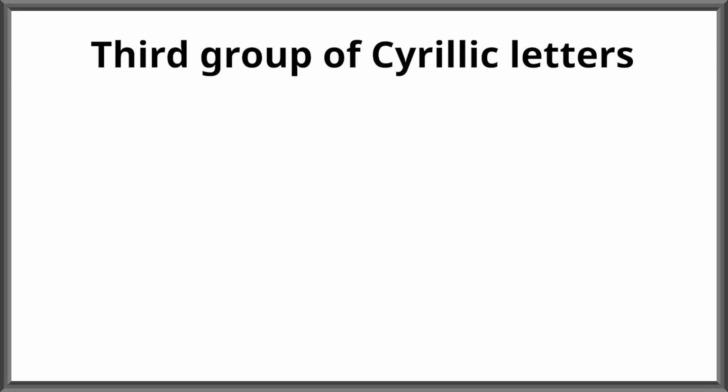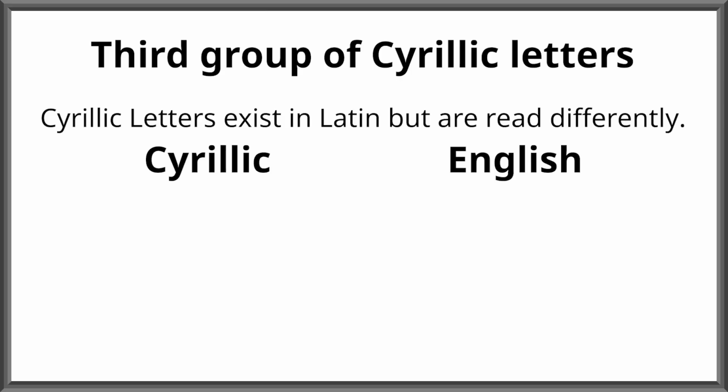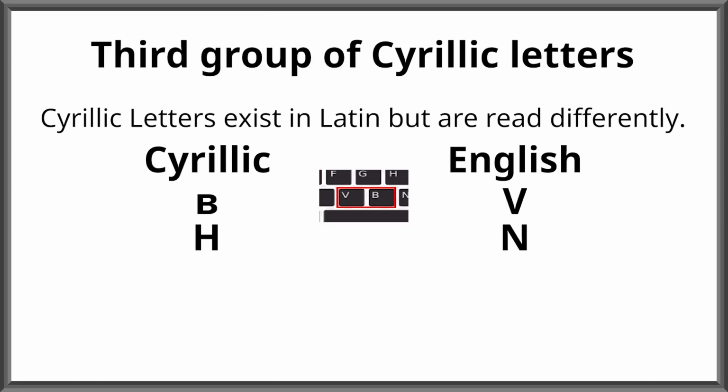Let's go! The third group of letters are letters that exist in English or Latin but are read differently in Cyrillic. First of all is the Cyrillic B, which is the letter V in English. The way I remember this easily is that B and V are next to each other in the QWERTY keyboard. If you use any other keyboard layout, then I guess one way to remember it is that B and V sound similar.